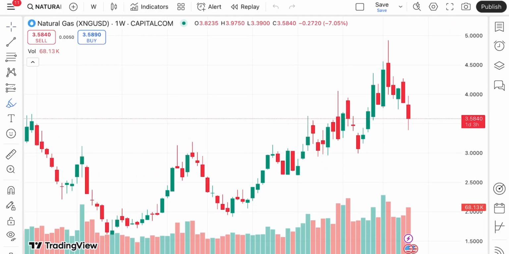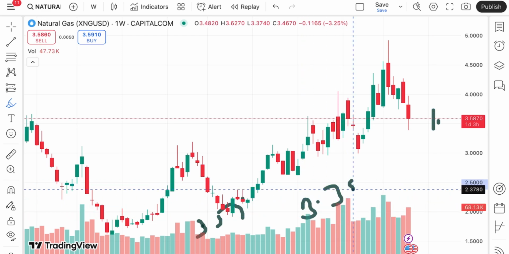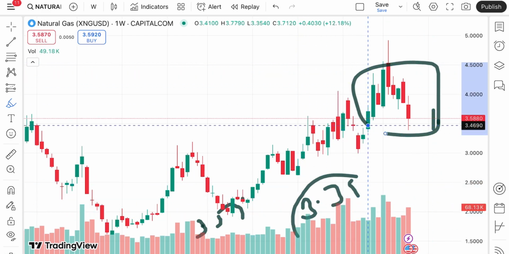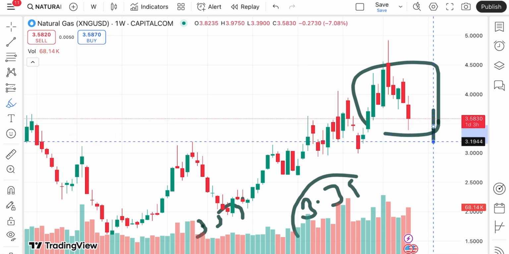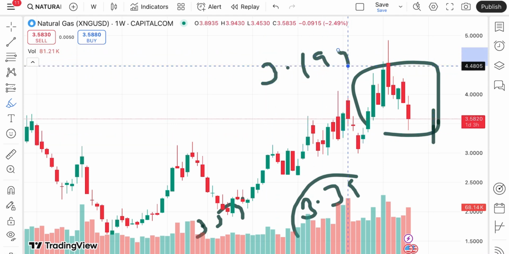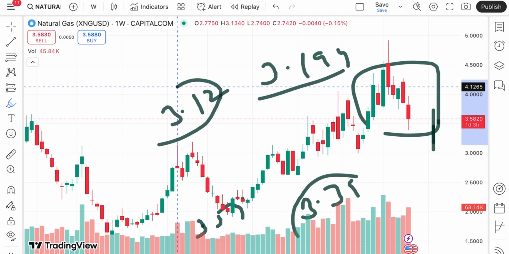Okay, so we can see if the price doesn't sustain it, the next close level is coming at a level of 3.54. If the price moves below that particular level, we will see it will touch a level of $3.39. Okay, this is the zone. So if the price starts falling below that particular level, we will see the price go further down towards $3.194, and if the price falls below that particular level, the chance of touching a level of 3.12 will be there.